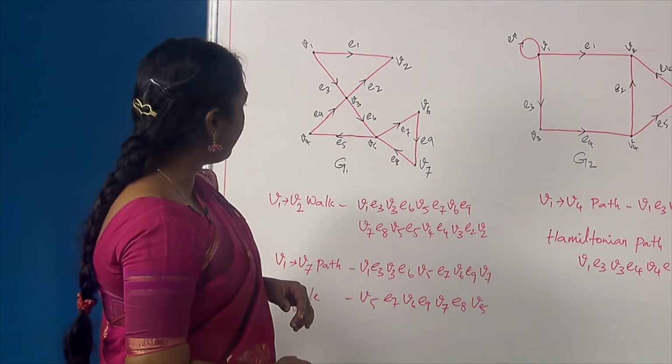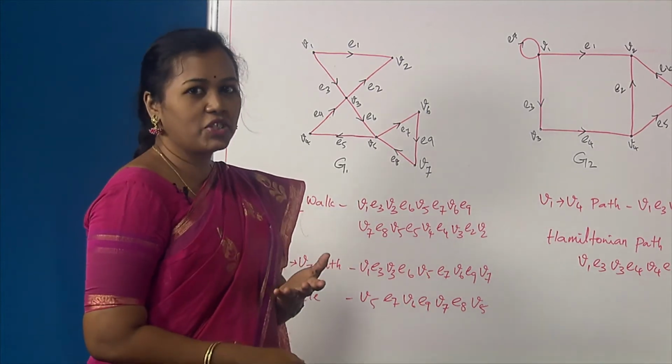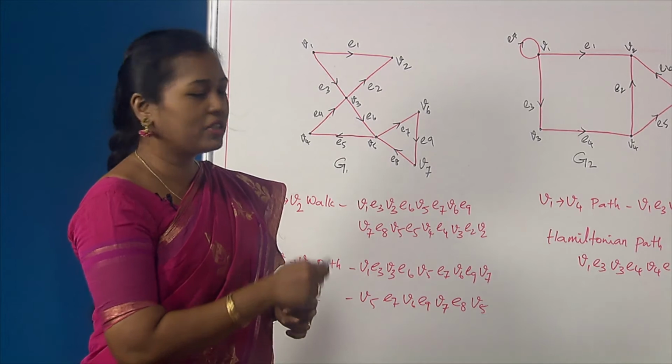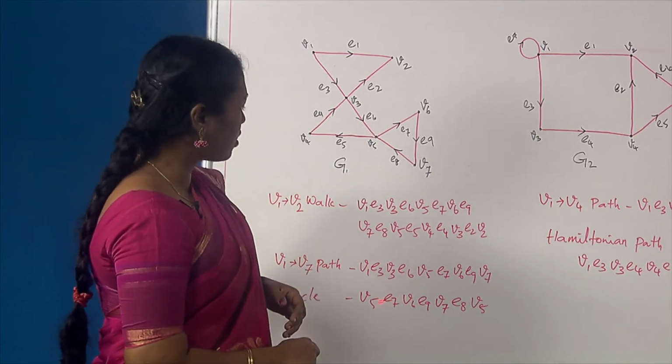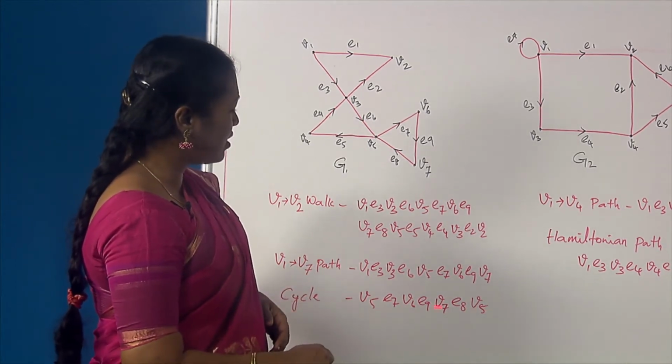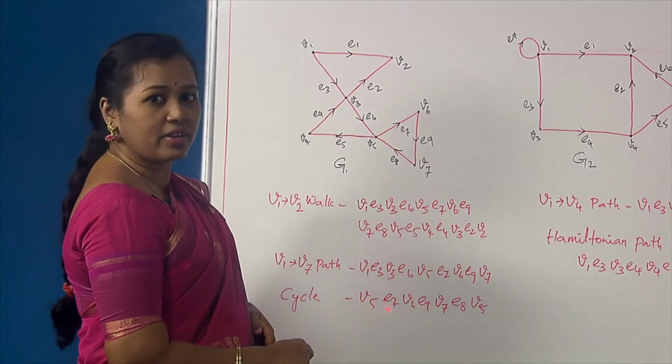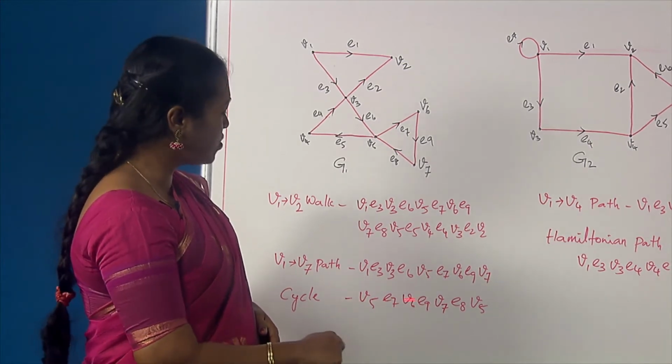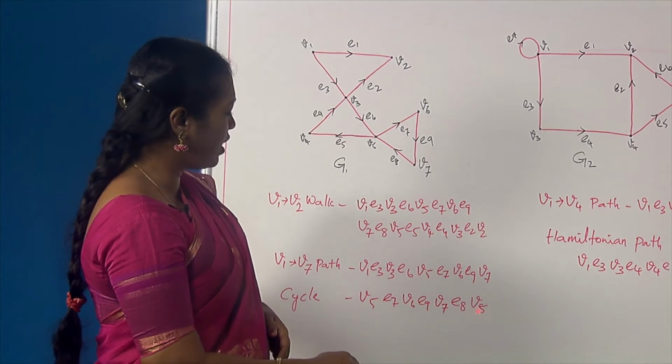Now let us see whether there is a cycle. We saw the definition of a cycle too. The definition of the cycle was, it is where the starting and the end vertices are the same. So I have already written the cycle here. V5 and V5, we start at V5 and we end at V5.